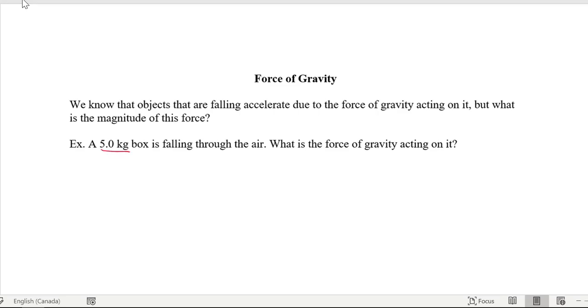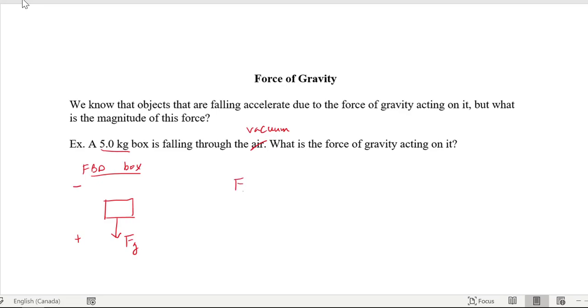So a 5-kilogram box is falling through the air. What is the force of gravity acting on it? So here's the box. If I draw a free body diagram of the box, and I say, well, the box is falling through the air. Let's imagine it's a vacuum. So instead of air, let's call it a vacuum. Okay? So the only force acting on the object is gravity. We'll make this positive, and that negative.